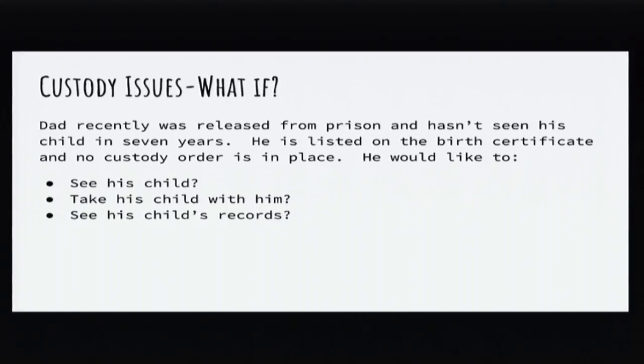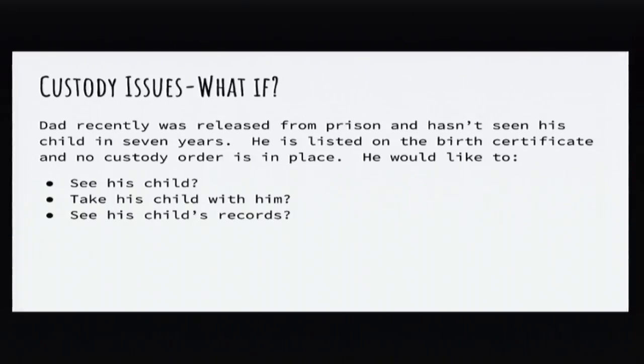So he wants to do three things: see his child, take his child, see his child's records. What do you think? Okay, we got lots of discussion. So, the fourth bullet that says call Kendra, yes, that's perfect. Just to go back and correct you, we have a term for that, it's called clarification. That's true. Yes.